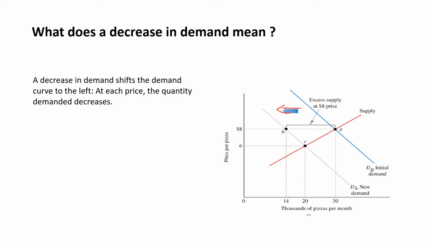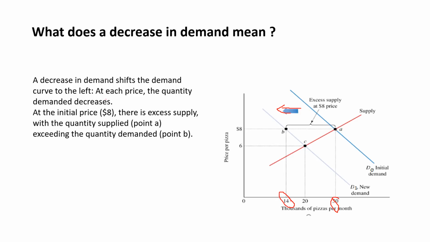Now, previously at point A, at a price of 8, they are buying what? 30 units. Now, at the price of 8, with the new demand curve, they are buying how many units? 14 units. So at each price, the quantity demanded decreases. The quantity demanded decreases at each single price. Each single price over here, there is a decrease in the demand.